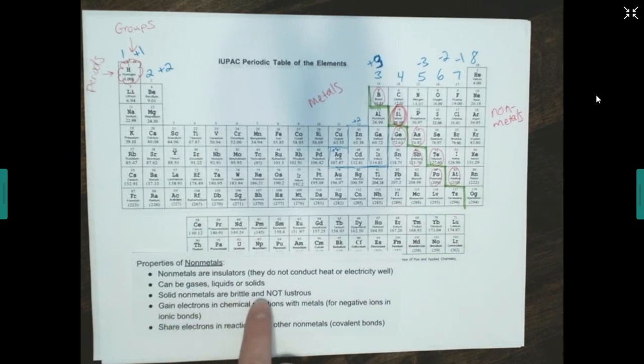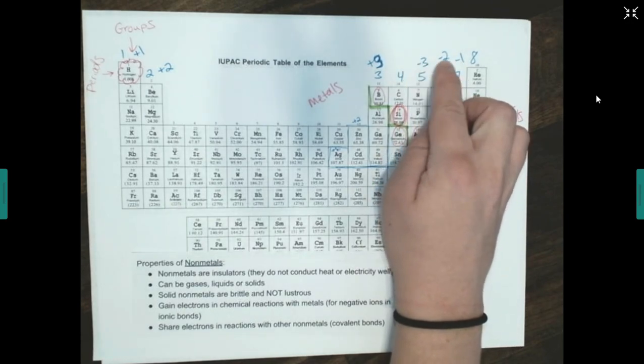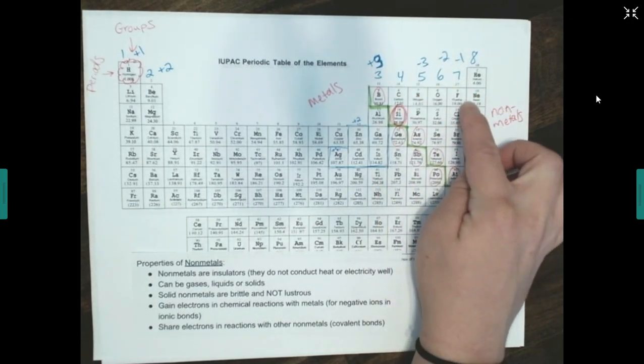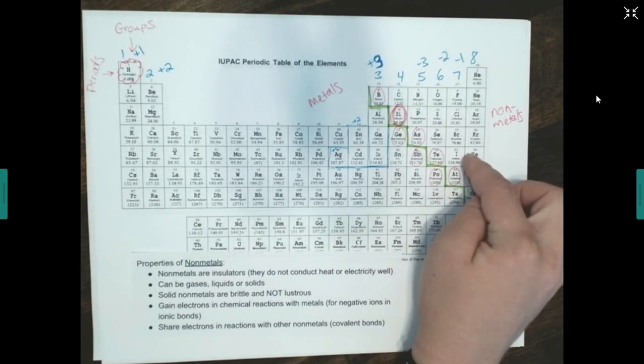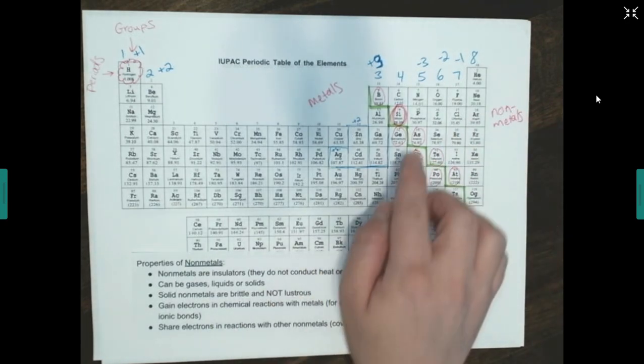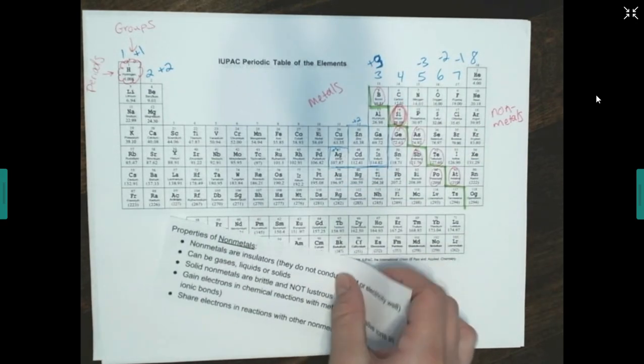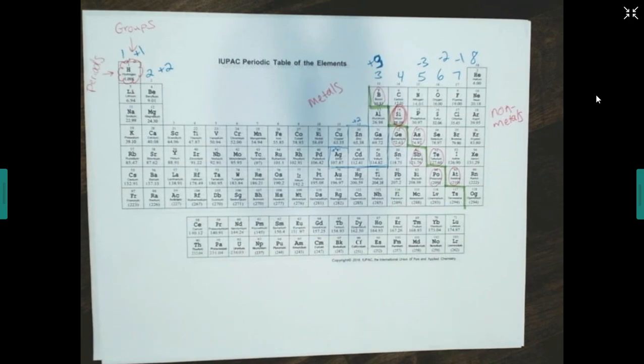Nonmetals gain electrons when they're in ionic bonds, meaning they make negative ions. So these -3, -2, -1, when they're in an ionic bond, they're going to make negative charges. When they're in a covalent bond, they share electrons and there is no charge. Like H2O, right?